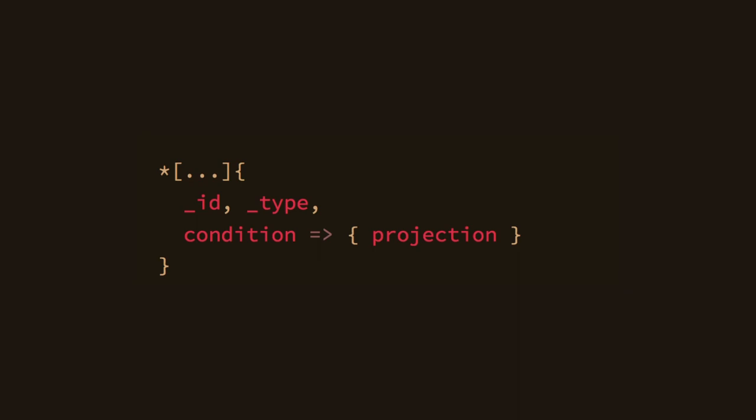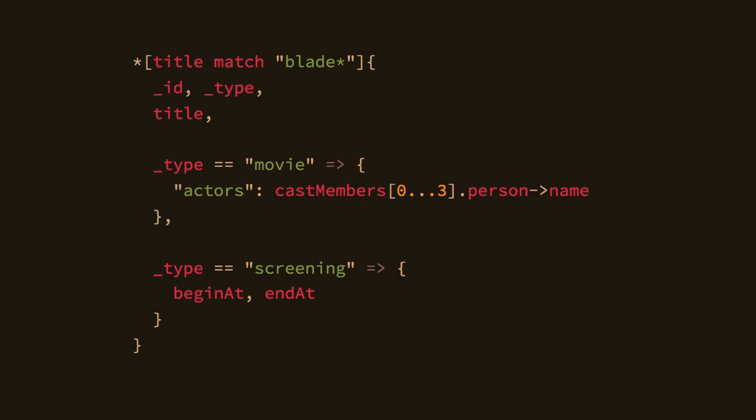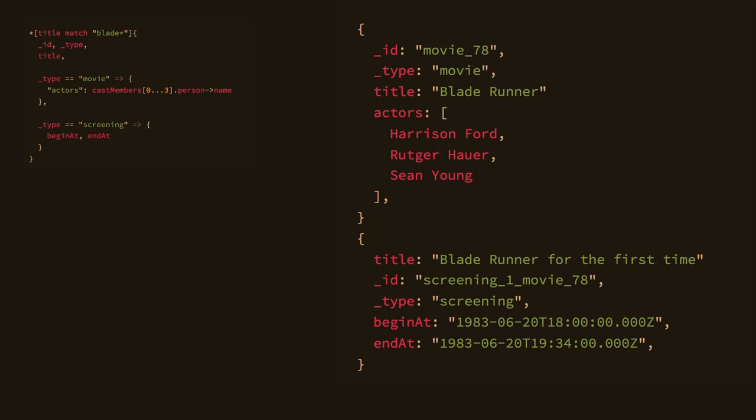But now we have this new construct where you can have a condition, then an arrow, and then a projection that you want when this condition is true. So for example, a typical use of that would be to say, I'm searching for a blade something, and then if it's a movie, I want the actors, and if it's a screening, I want the beginning and end times of that screening. So I can make different projections based on the type of the object. Then I'll get completely different objects out, and I have full control. It's very useful, especially with block text, where you often need to make special joins and everything for each kind of object. It's really embarrassing sometimes when people ask how to do certain things with regard to that, because you couldn't. Now you can.